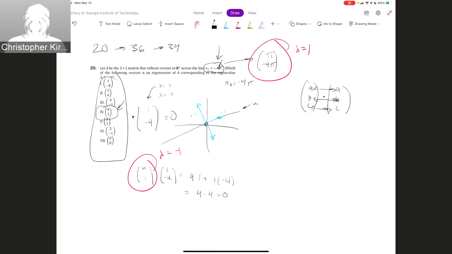Really quickly, you just said that reflections can't have any real eigenvalues. I thought there was something we did during class that had a real eigenvalue. It had plus or minus i and it also had 1 as an eigenvalue. Yeah, so if it's a pure reflection, it's not going to have a real component.